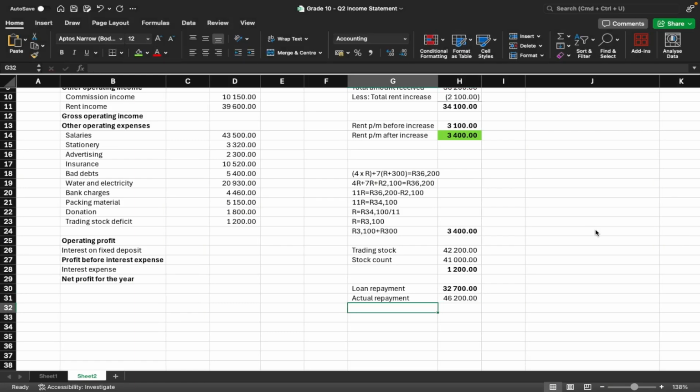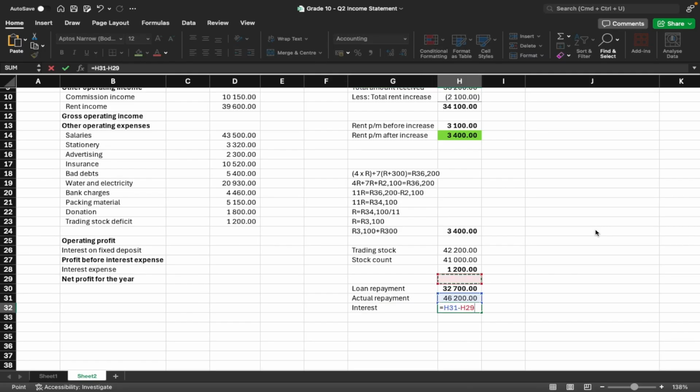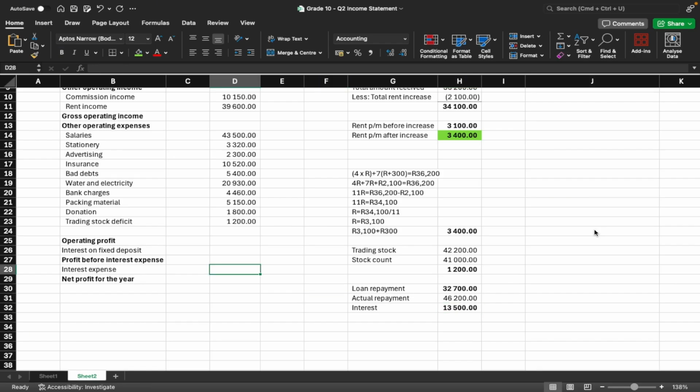So what is my interest? My interest is the difference between the two, 46,200 minus the 32,700 rand, 13,500 rand. So 13,500 rand is my interest. Remember, you look at how much did I owe at the beginning and how much do I now owe at the end. You look at what the difference is between the two, and that will mean how much you paid for the actual loan. And then if you compare that to how much you actually paid, the repayment, you will see, did I pay more than how much my loan reduced by? If that's the case, the difference is usually due to the interest. So I'm going to put here my 13,500 rand, and I'm going to put it as a negative.